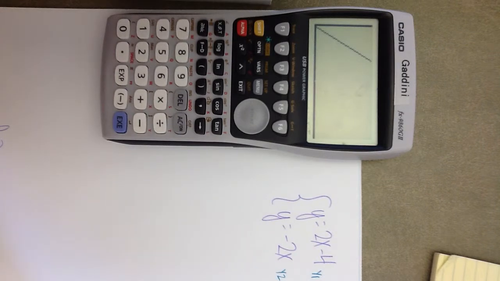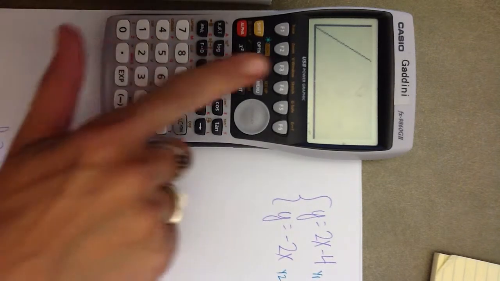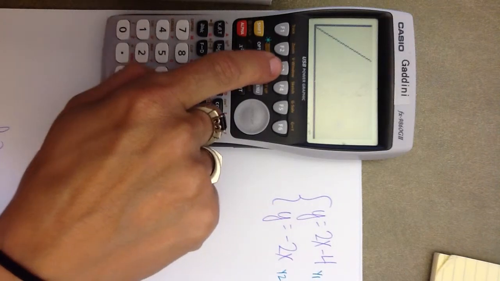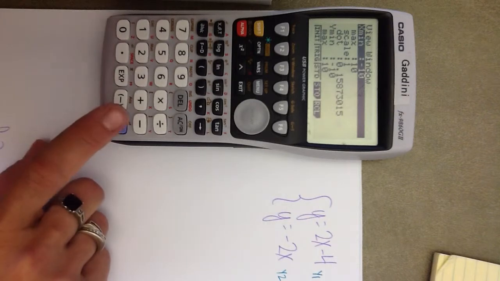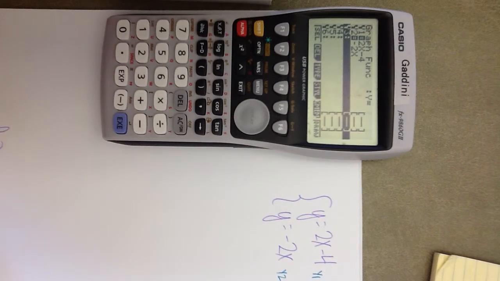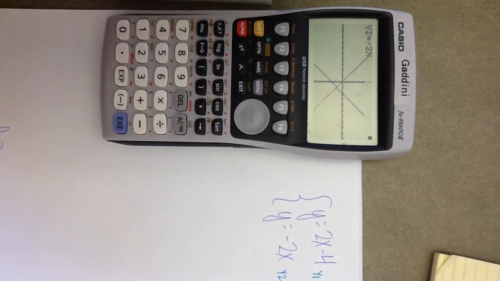So to get a standard viewing window, you press F3 for a viewing window, and then F3 again for the standard option, which makes the x and y axes both go from negative 10 to 10. So I hit execute to store that, and then F6 to draw. And now that looks much more like what you would graph on a standard graph paper.